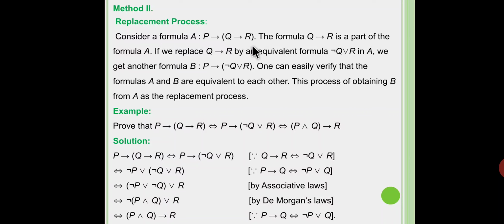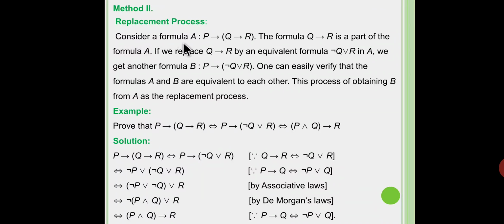P implication (Q implication R). In this formula, Q implication R is a part of the formula. We replace Q implication R by an equivalent formula negation Q or R in the proposition A. So we get another formula B like this: P implication (negation Q or R). One can easily verify that the formulas A and B are equivalent to each other. This process of obtaining B from A is called the replacement process.